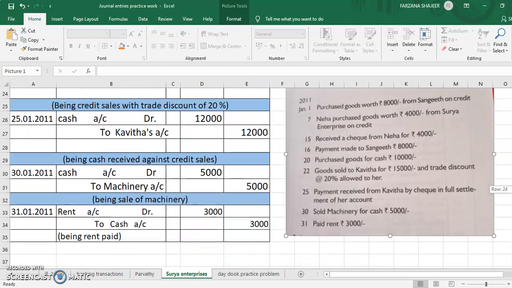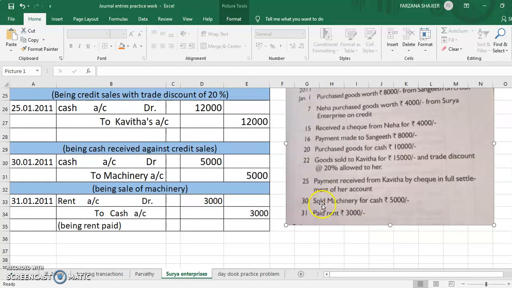Then our next journal entry is on 30th. Sold machinery for cash rupees 5,000. So when you sell machinery, you get cash. There is a cash inflow. That is why cash is debited. Cash account debtor to machinery account 5,000.